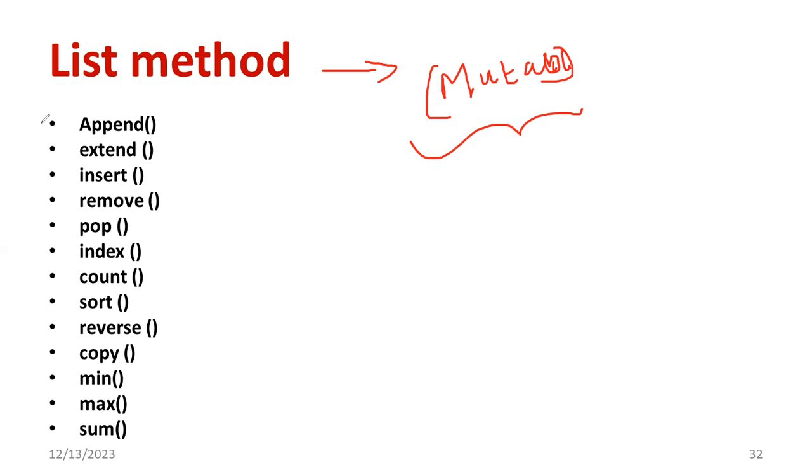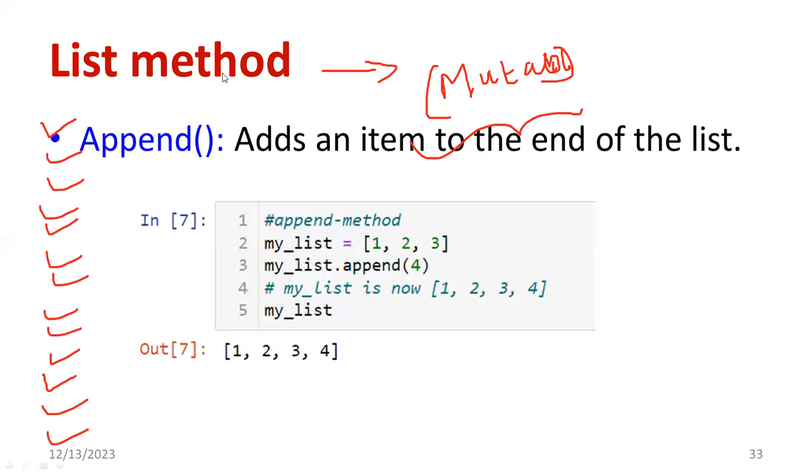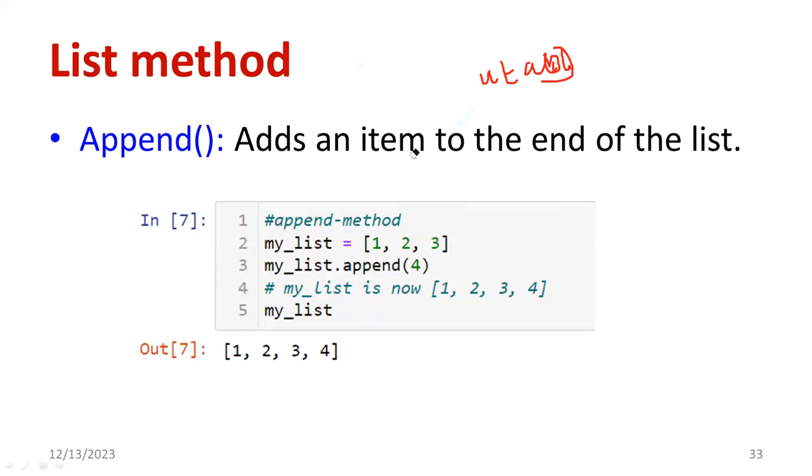As you can observe, the list methods are append, extend, insert, remove, pop, index, count, sort, reverse, copy, min, max, and sum. These are the different types of list methods. I would like to discuss them individually, with the help of some examples, so that you will understand the concept very clearly. First and foremost, I would like to go for append.